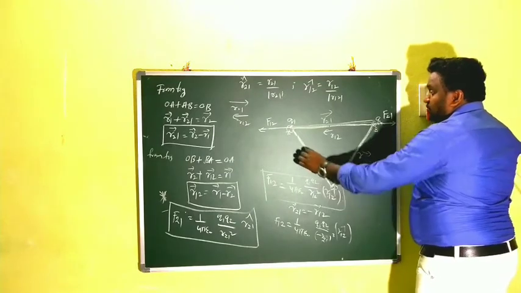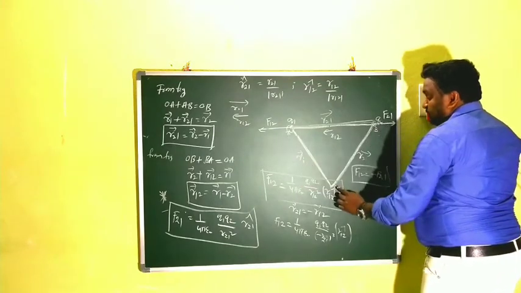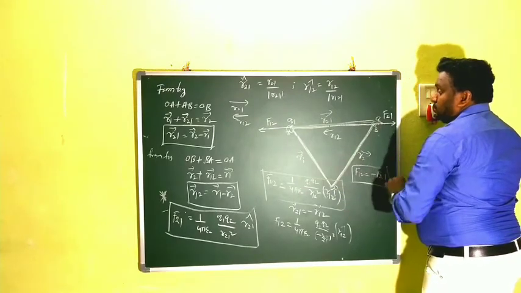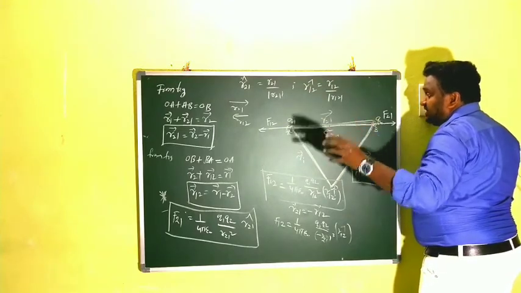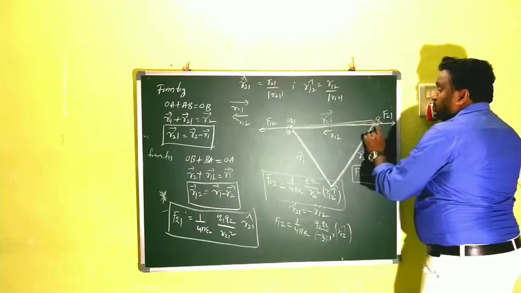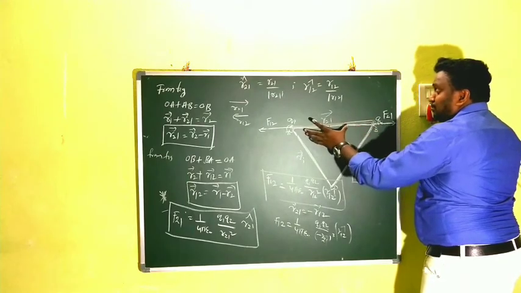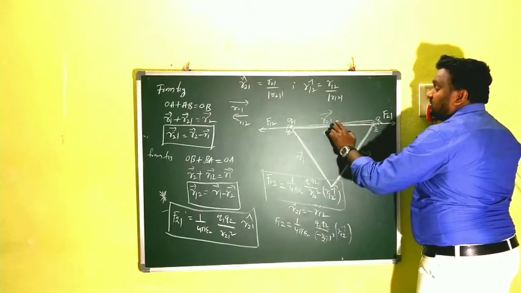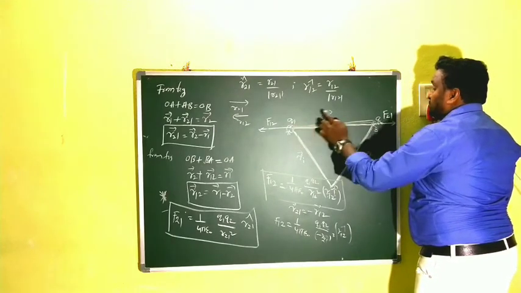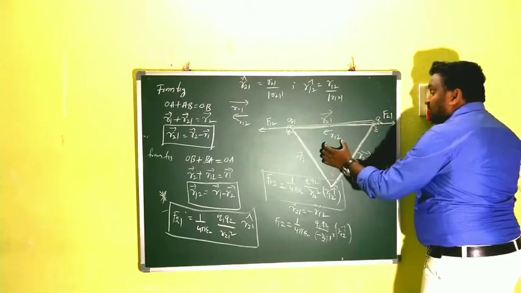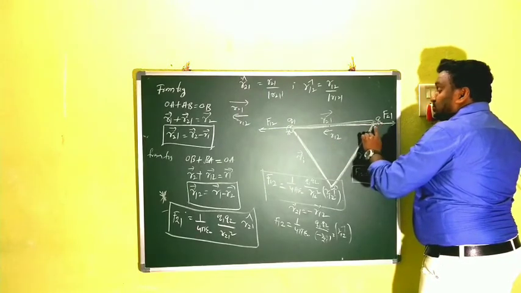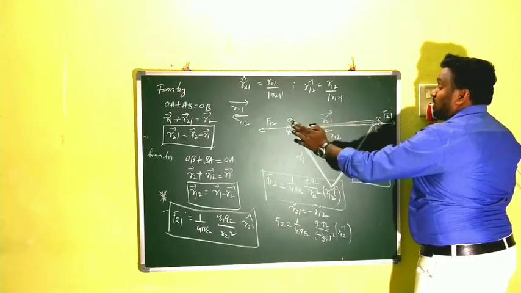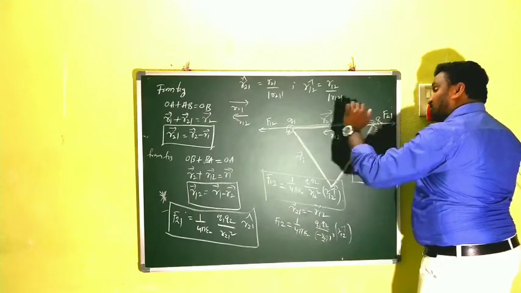From the origin to the point A, we take the position vector R1. From the origin to the position B, we take R2. R1 and R2. Here you have to remember this first. Between Q1 and Q2, some distance is there. That should be shown by the vector R21. R21 is the position vector from the charge Q1 to Q2. In the same manner, R12 is the position vector from Q2 to Q1.